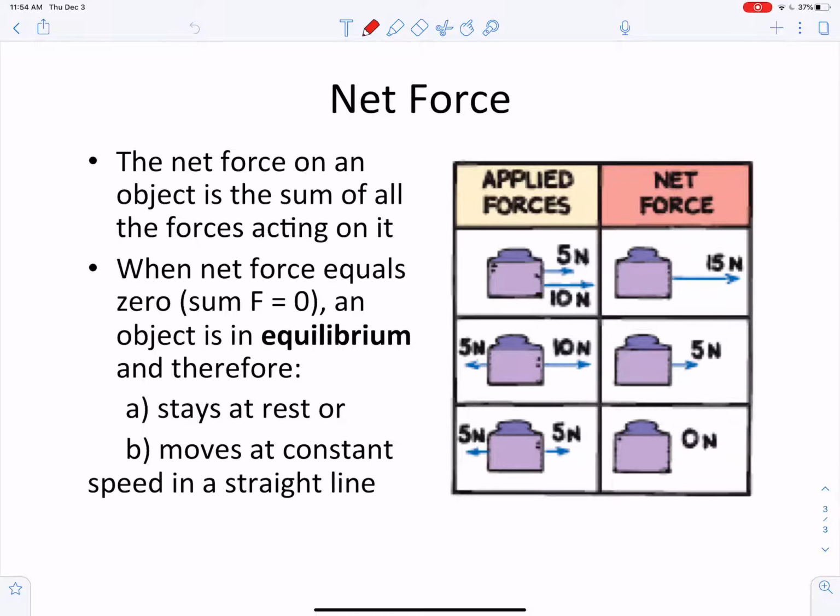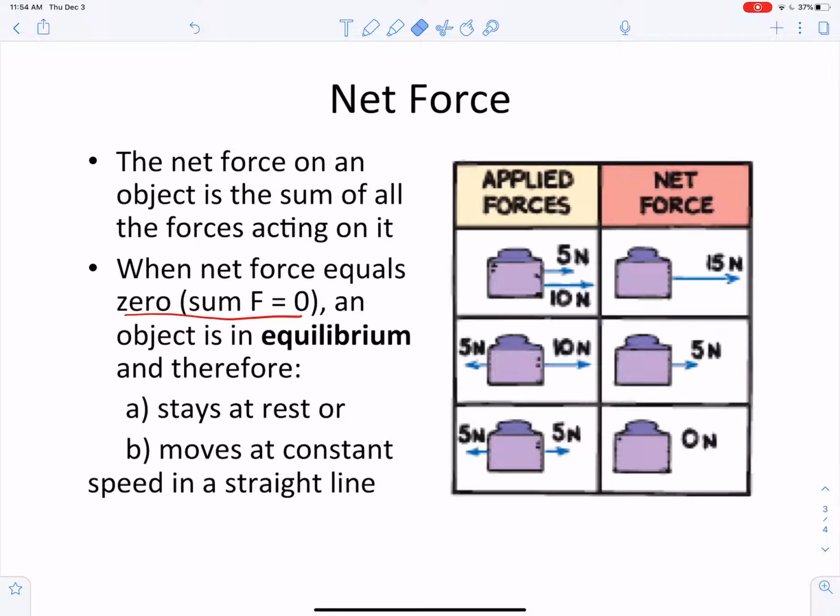Okay, when the net force equals zero, meaning that the sum of all the forces is zero, we can say that an object is in equilibrium. And if it's in equilibrium, it's going to be in one of two states: either staying at rest, because all the forces on it are balanced and the net force is zero, or moving at constant speed in a straight line, okay?